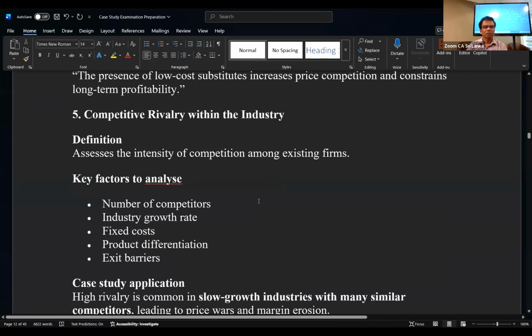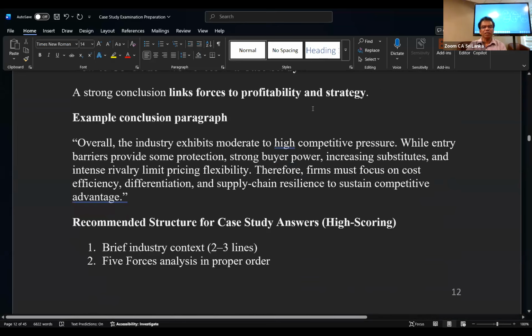How to conclude five forces in a case study. A strong conclusion links the focus to profitability and strategy. Example of a conclusion paragraph.